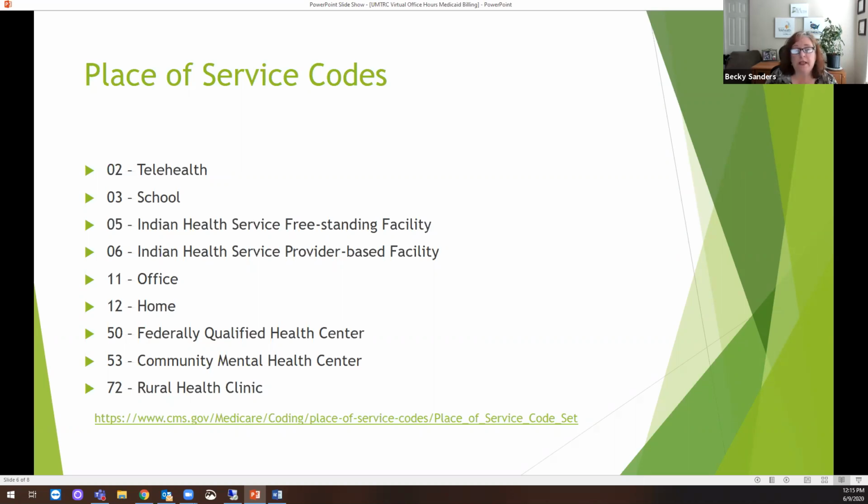So normally, if the event takes place via telehealth, you're going to use 02 as your place of service code. But there are codes for school and office and home and Indian facilities, federally qualified health centers, community mental health centers, and rural health clinics.